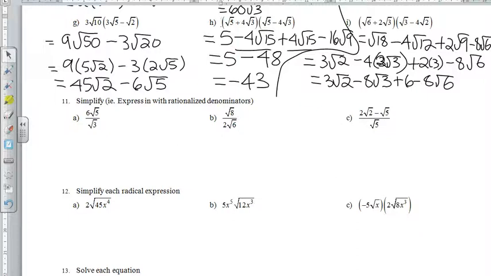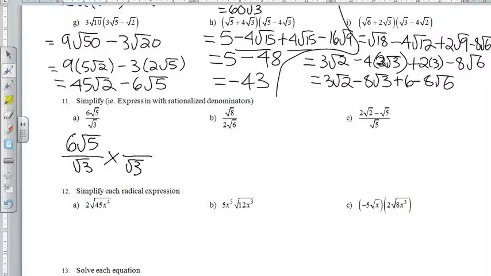Simplify, i.e. express with rationalized denominators. So anytime we see a radical in the denominator, we need to get rid of that radical. The way we do this is to rationalize, and the process is to multiply by whatever the radical is. If I multiply root 3 by root 3, it just becomes 3.